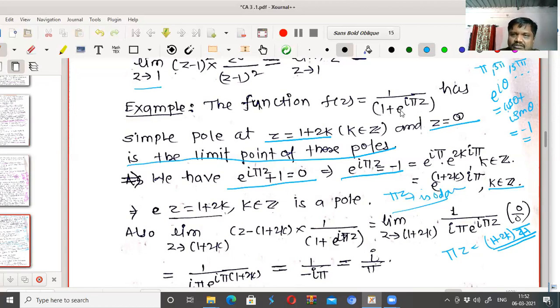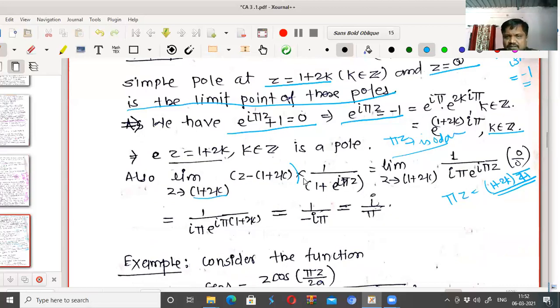So what is the order of this pole? To obtain the order of this pole, we have to find this limit: limit as z tends to 1 plus 2k of (z minus (1 plus 2k)) into 1 upon (1 plus e to the power i pi z), because we have to take this point. If I take z equal to 1 plus 2k, the numerator is 0 and the denominator is also 0, so it is a 0 by 0 form.